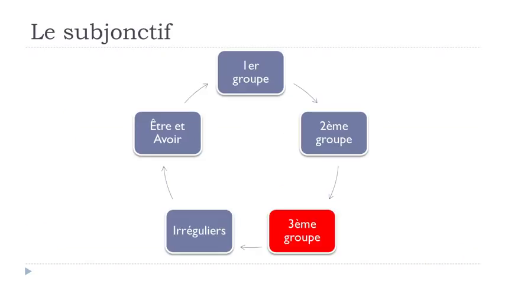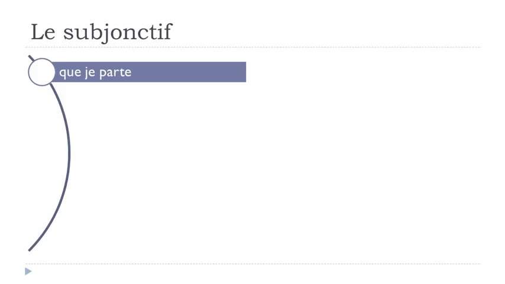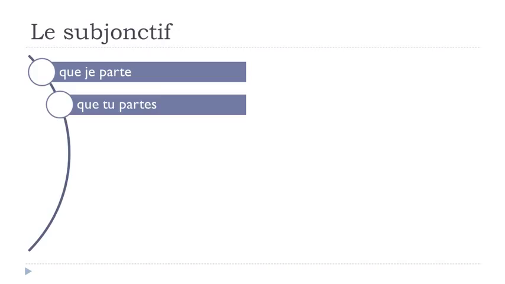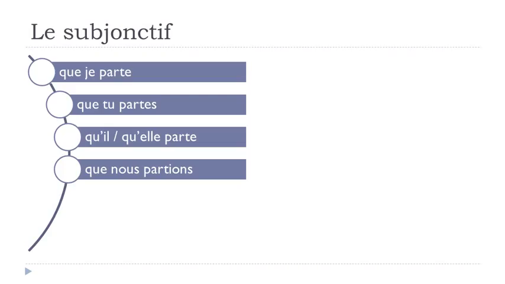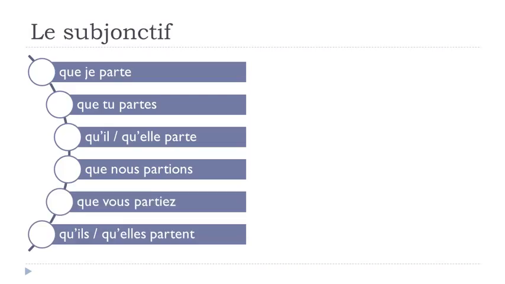So third group now, and I took the verb partir: que je parte, que tu partes, qu'il parte, qu'elle parte, que nous partions, que vous partiez, qu'ils partent, qu'elles partent. Same thing here, not really difficult because it is exactly the same form. You just need to add the endings at the end: parte, partes, parte, partions, partiez, partent.